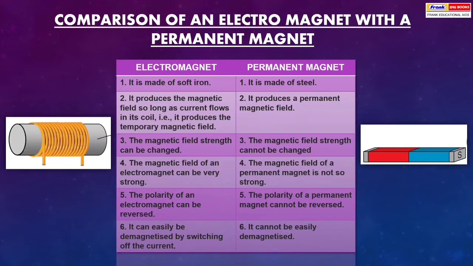Electromagnet: the magnetic field of an electromagnet can be very strong. Permanent magnet: the magnetic field of a permanent magnet is not so strong. Electromagnet: the polarity of an electromagnet can be reversed. Permanent magnet: the polarity of a permanent magnet cannot be reversed. Electromagnet: it can easily be demagnetized by switching off the current. Permanent magnet: it cannot be easily demagnetized.